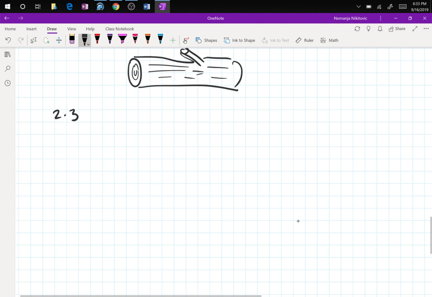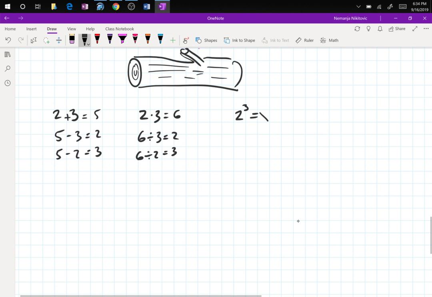If you have 2 plus 3 is 5, 5 minus 3 is 2, 5 minus 2 is 3. You can recover both of these using the opposite operation of subtraction. If you have 2 times 3 is 6, 6 divided by 3 is 2, 6 divided by 2 is 3. You are able to recover both of these by using the opposite operation of division. So you have the pairing between plus and minus, and the pairing between multiplication and division. And now, 2 cubed is 8. The cube root of 8 is 2. You're able to recover 2. How do you recover 3? It's a log. Log base 2 of 8 is 3. It completes this chart of backwards operations.